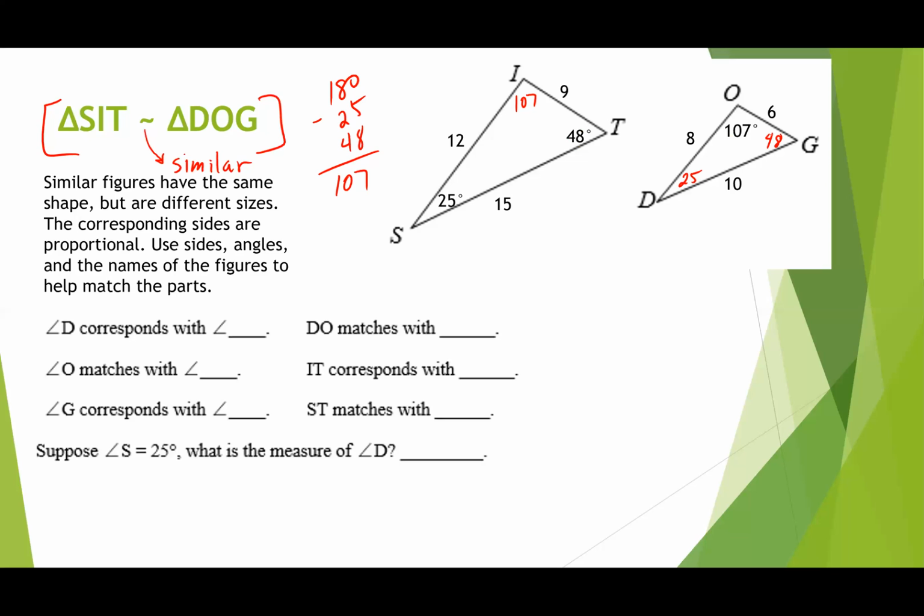You can also look at the sides. Small matches with small, medium with medium, large with large. I always start with the small one. On the bigger triangle, triangle SIT, my small side is 9.